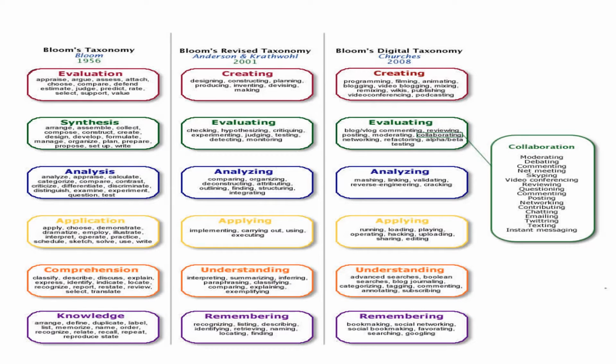Here's a comparison chart so you can see how Bloom's taxonomy changed over time. Evaluation became creating, synthesis became evaluating, analysis became analyzing, application became applying, comprehension became understanding, and knowledge became remembering.